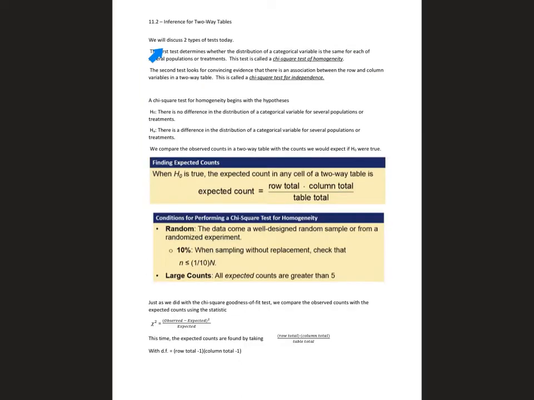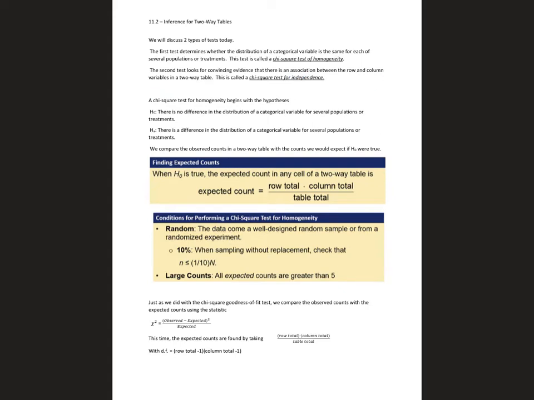The two types of test that we will study today are the chi-squared test for homogeneity, which determines whether the distribution of a categorical variable is the same for each of several populations or treatments. And then we're going to look at the chi-squared test for independence. This test looks for convincing evidence that there is an association between the row and column variables.